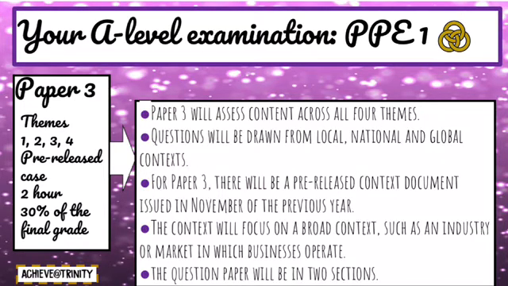Paper 3 context will be drawn from local, national and global contexts, which are all dealt with in themes 1 to 4. The question paper will be in 2 sections and will have either the 12 or 20 mark question relating to accountancy, whereby students have to calculate their answer prior to analysing it.